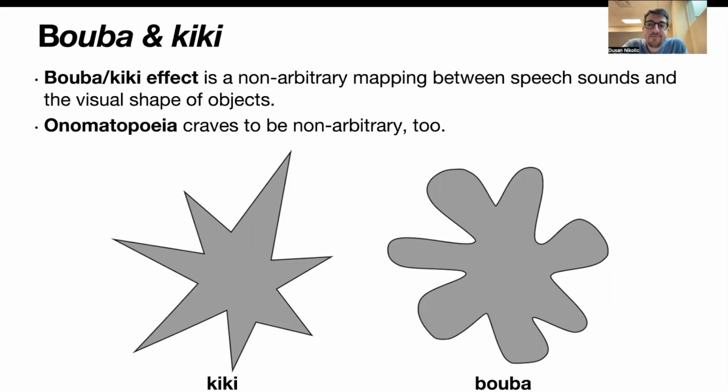And scientists, I think German scientists, noticed this effect, that cross-linguistically, in every language, many people would call this spiky object Kiki, and this circular object Buba, right? Because of the sound that resonates in your head.